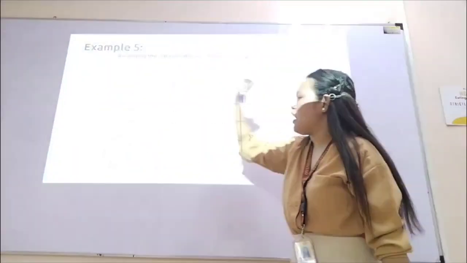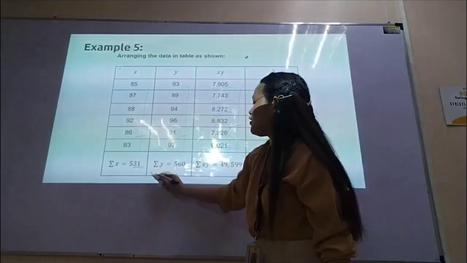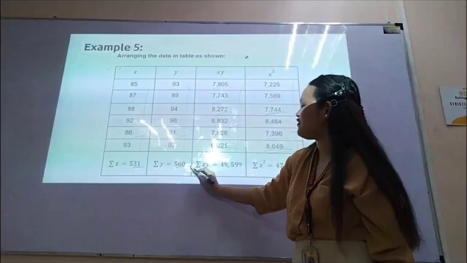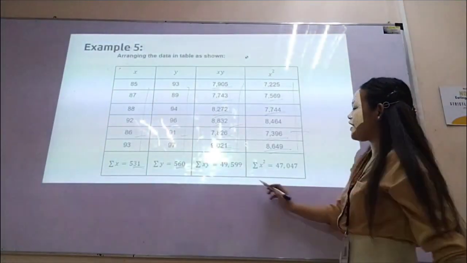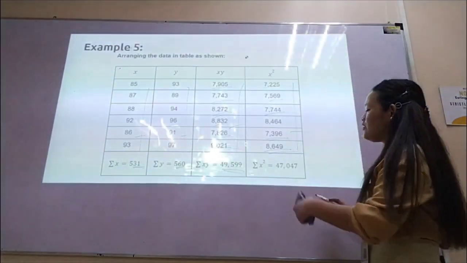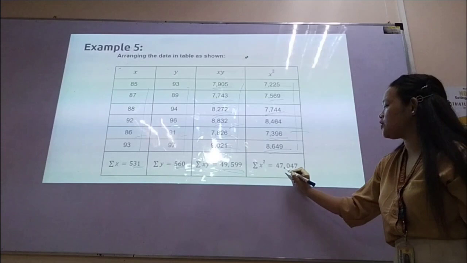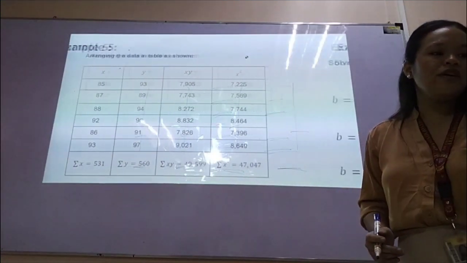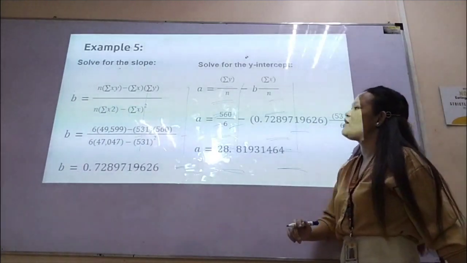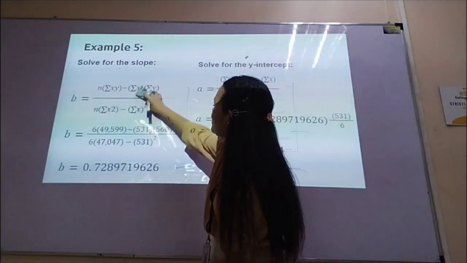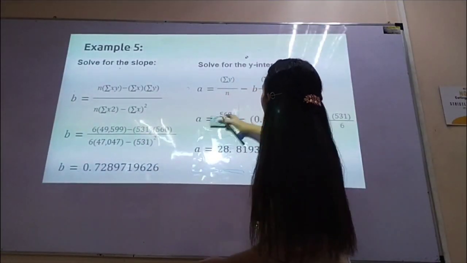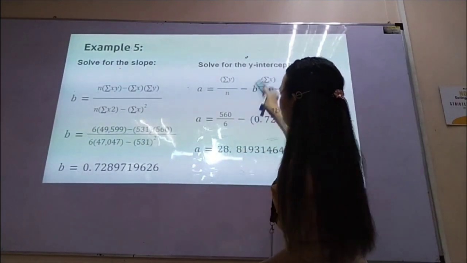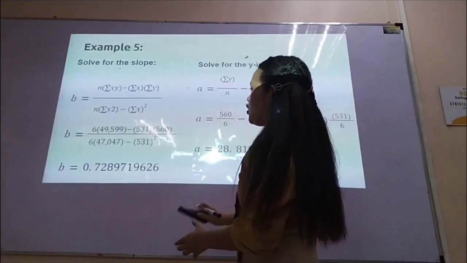Now, if we add up all of these values with each other, we're going to arrive at these answers. The summation of x is equal to 531. The summation of y is equal to 560. The summation of xy is equal to 49,599. And the summation of x squared is equal to 47,047. We're going to use the formula given again, and then we're going to substitute the figures with the formula given.